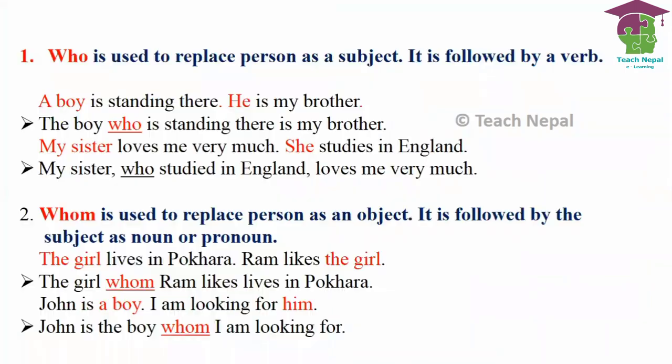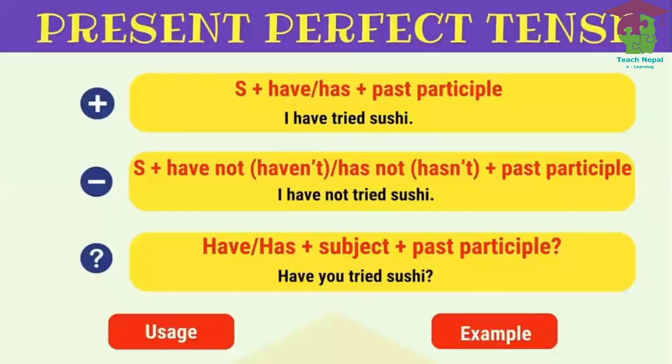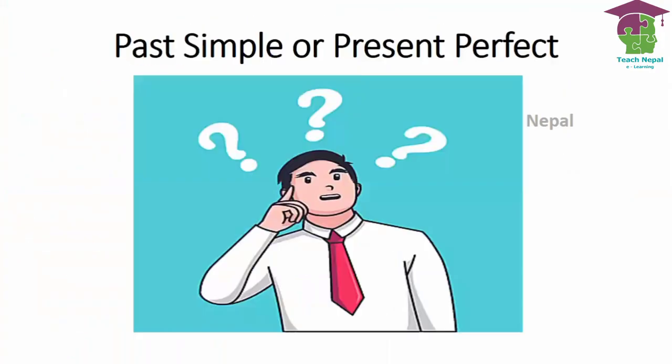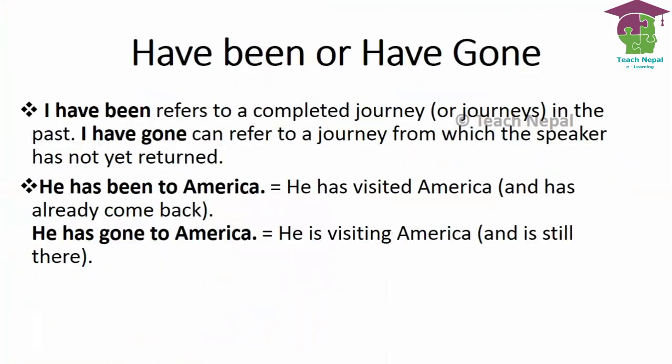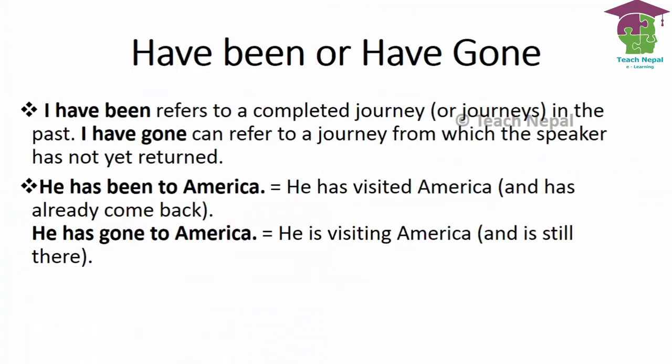In this video, I'll deal with Unit 11 to Unit 20 Grammar Part of Grade 11 Compulsory English. In the previous video, I uploaded the quick revision from Unit 1 to Unit 10. If you missed this, please watch the video. I'll provide you the link in the description below.